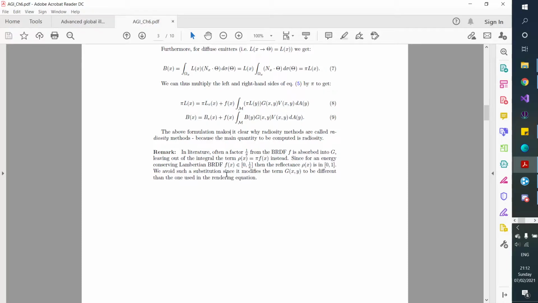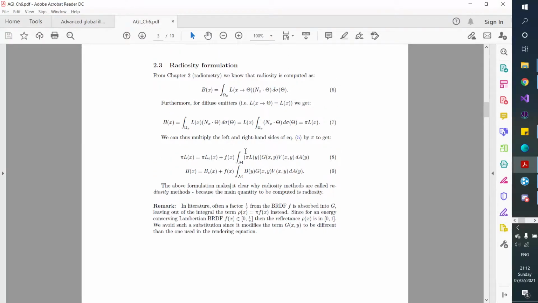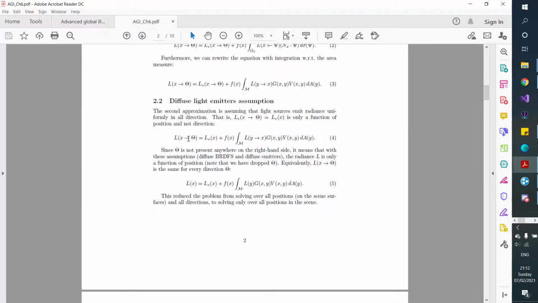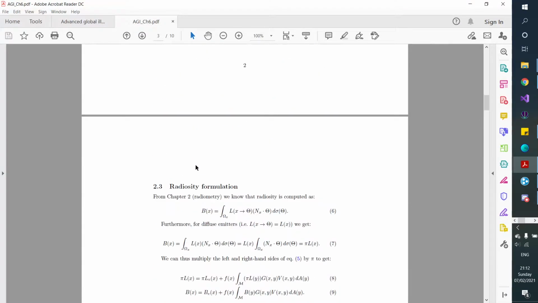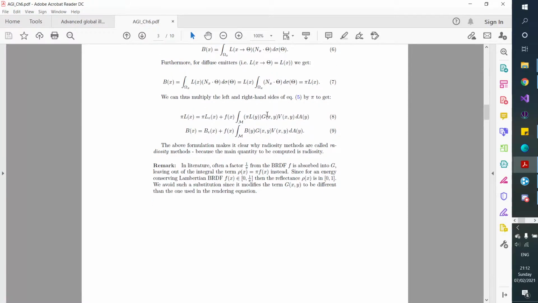Why is this done? As mentioned, first it was for historical reasons, but you also have the nice fact that now you don't have any directional information, so you don't have to deal with that. So it's a bit easier to compute maybe, and also to store the data.